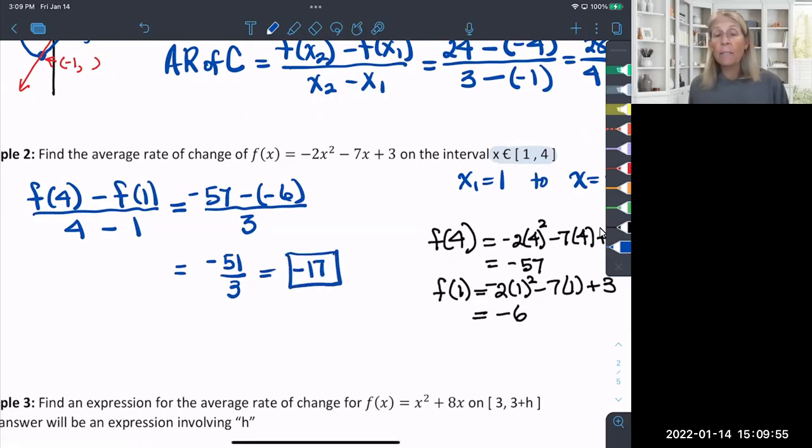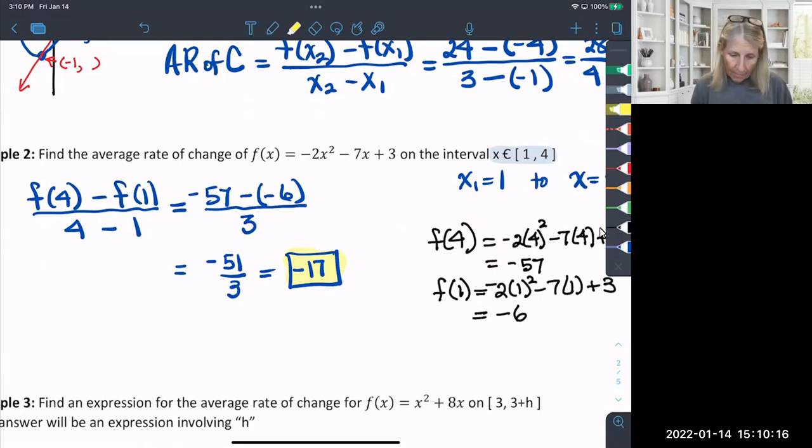Again, I'm going kind of fast, but you can pause the video and work it on your calculator yourself. So this would be the slope. If you looked at the graph and saw where x is 1 and where x is 4, you would know between 1 and 4, the graph must be going down, right? Because negative 17 is telling you that the graph is decreasing.